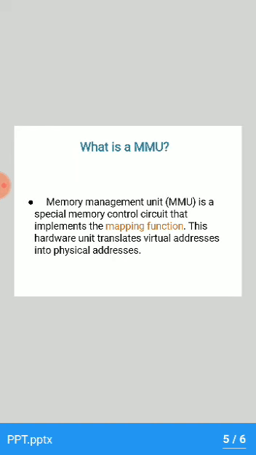Fourth 2-mark question: what is a memory management unit? MMU stands for memory management unit. It is used for implementing the mapping function, that is, for transforming the logical address into a physical address. The mapping function is nothing but transforming blocks of data from main memory to cache memory. Three types of mapping functions are available: first direct mapping, second associative mapping, third block set associative mapping.